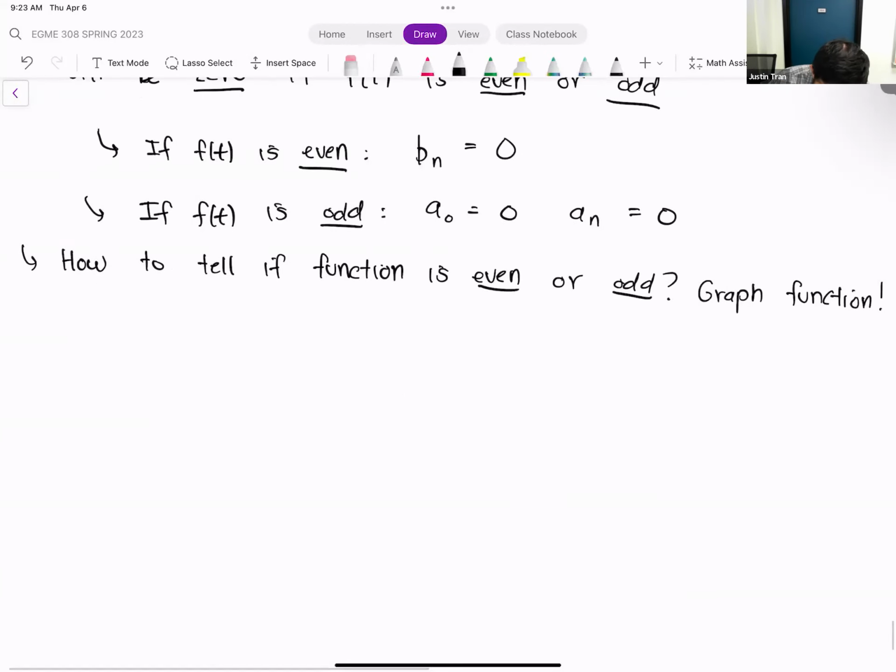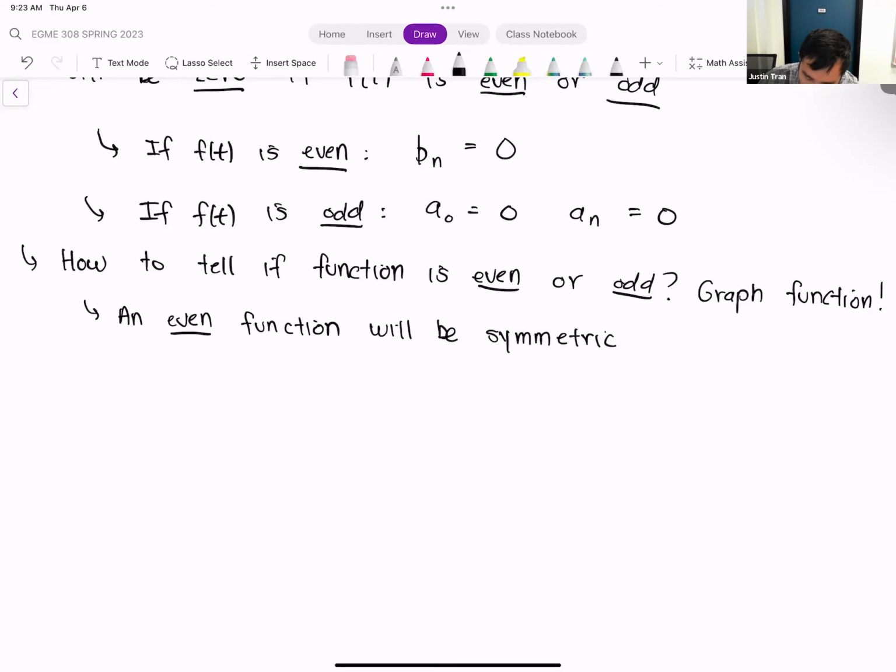Okay, so an even function. An even function will be identical if you reflect it across the vertical axis. The word I was looking for is symmetric. So an even function will be symmetric across the vertical axis.